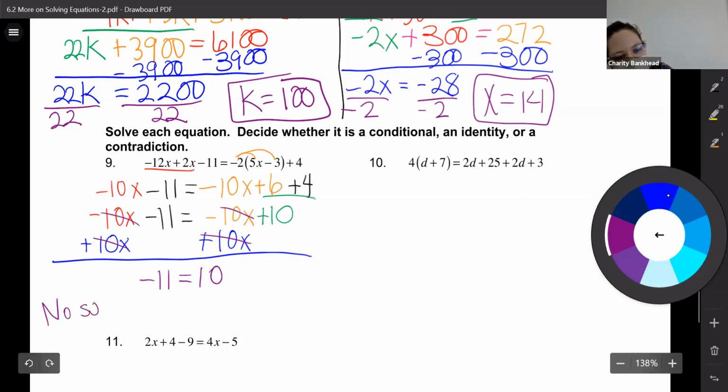No solution, or we might say that the solution set is the empty set. And so because of that, then also we would call that a contradiction.